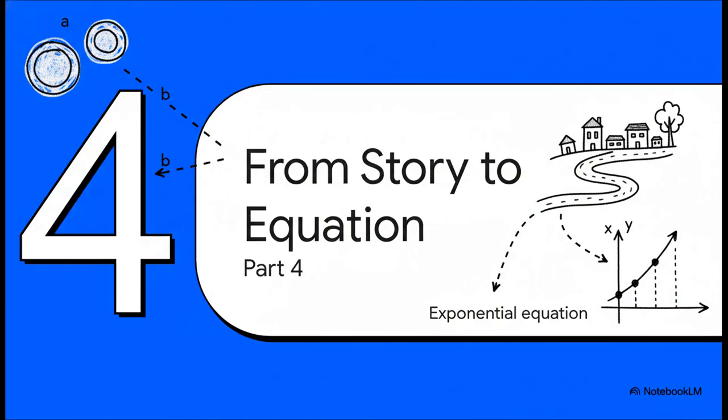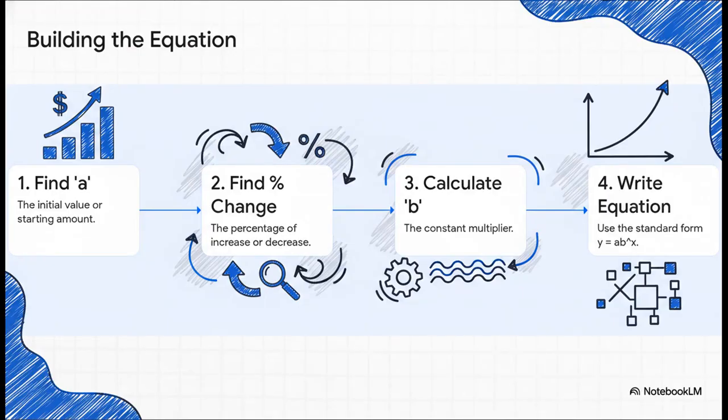Okay, so we've met our two key players, A and B. Now for the really fun part. Let's take a real-world story and use these ingredients to cook up the actual exponential equation. It's a super simple 4-step process. Step 1, find your starting amount. That's your A. Step 2, find the percent change in the story. Step 3, and this is the most important step, use that percentage to figure out your multiplier, B.